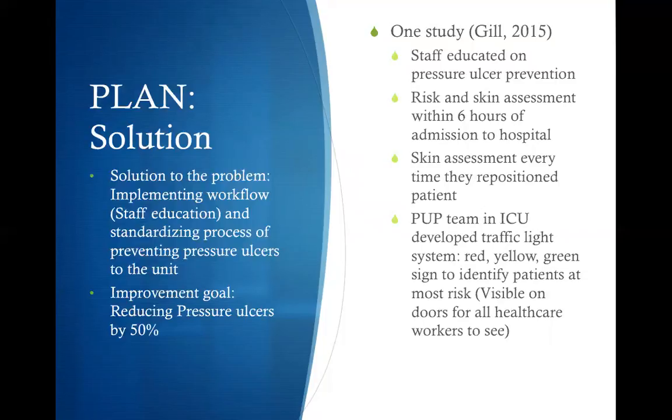Also, there was a PUP team in the ICU that developed a system that I thought was really, really neat. Traffic light colors, red, yellow, green, were put on the doors of the patients' rooms for all healthcare workers to see, so they can easily identify which patients were most at risk.